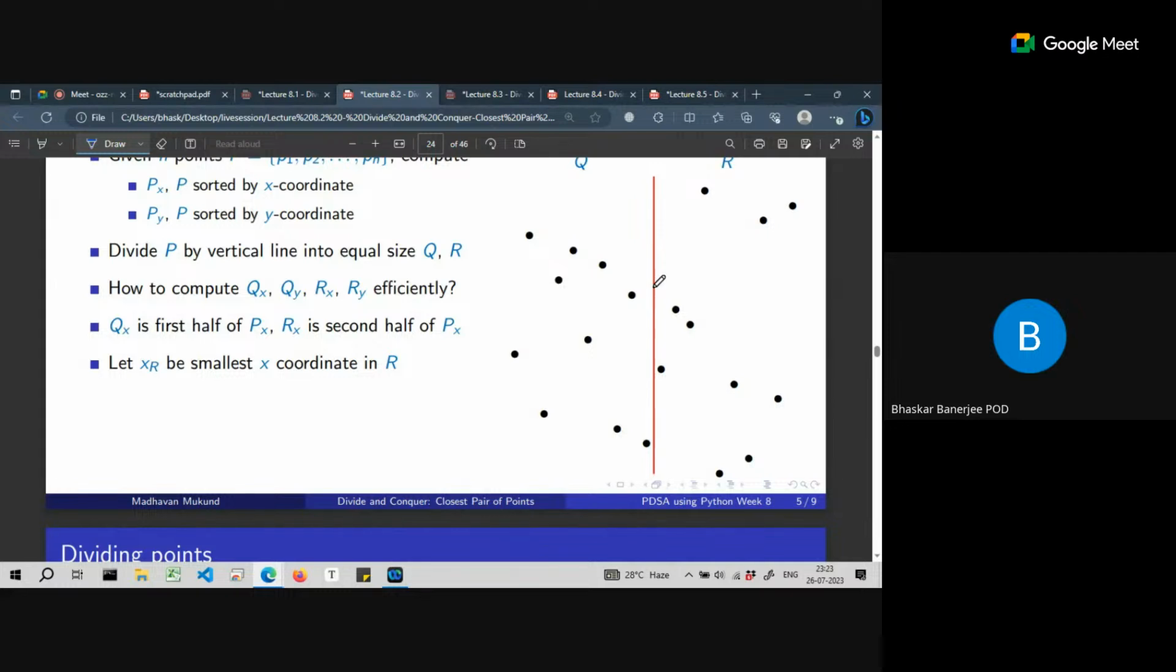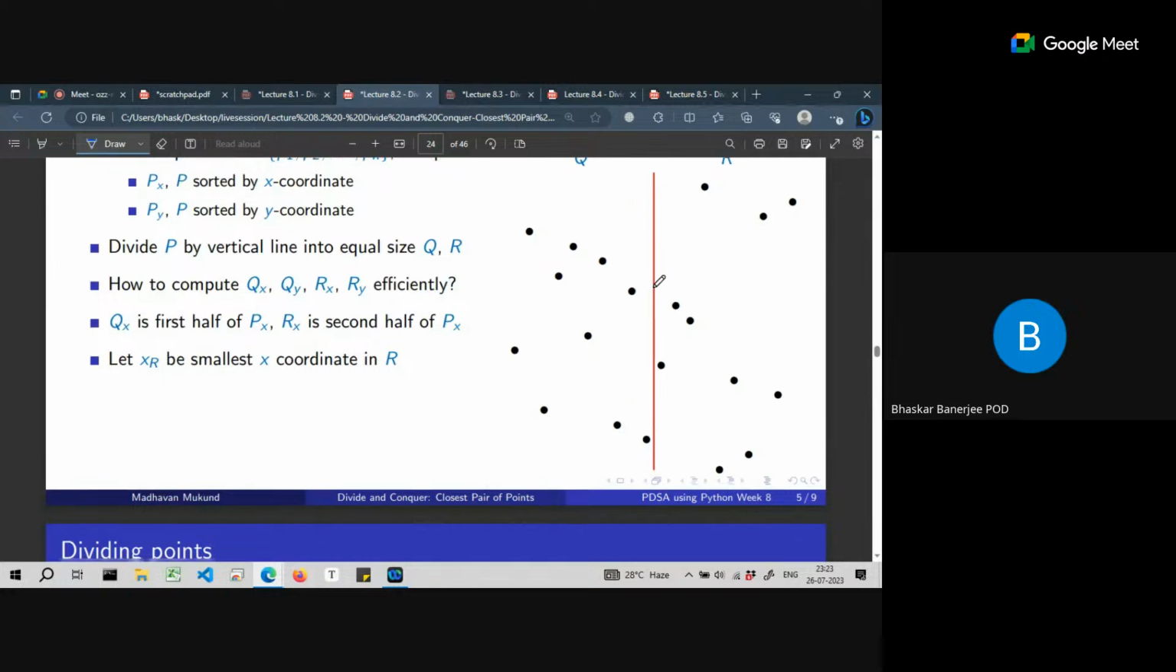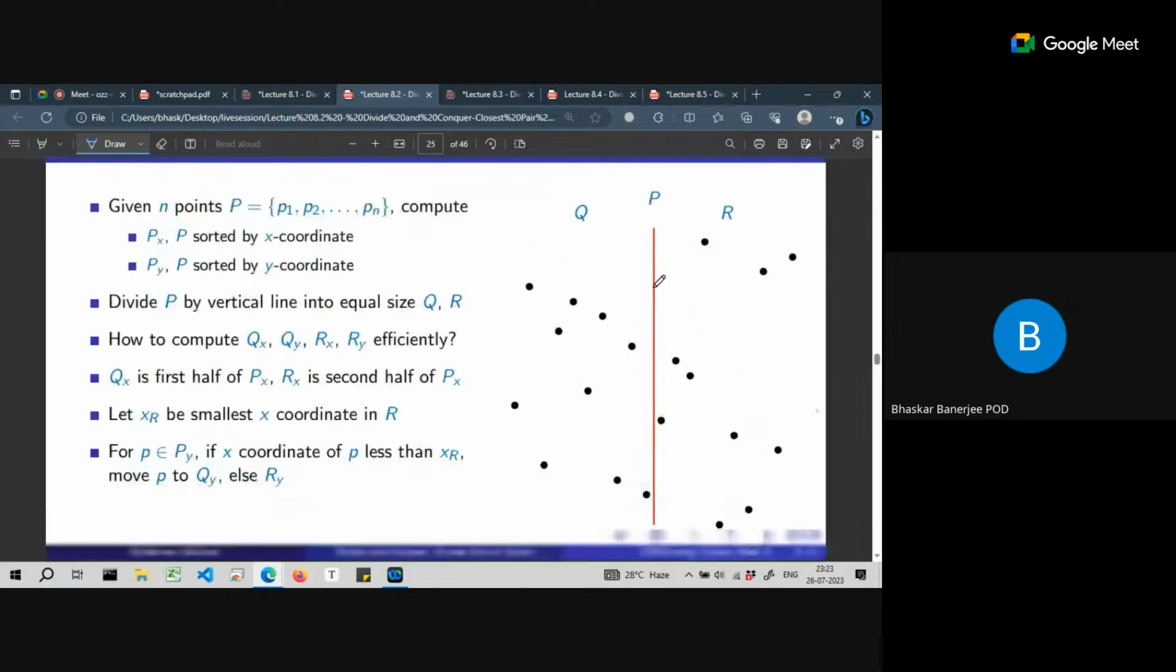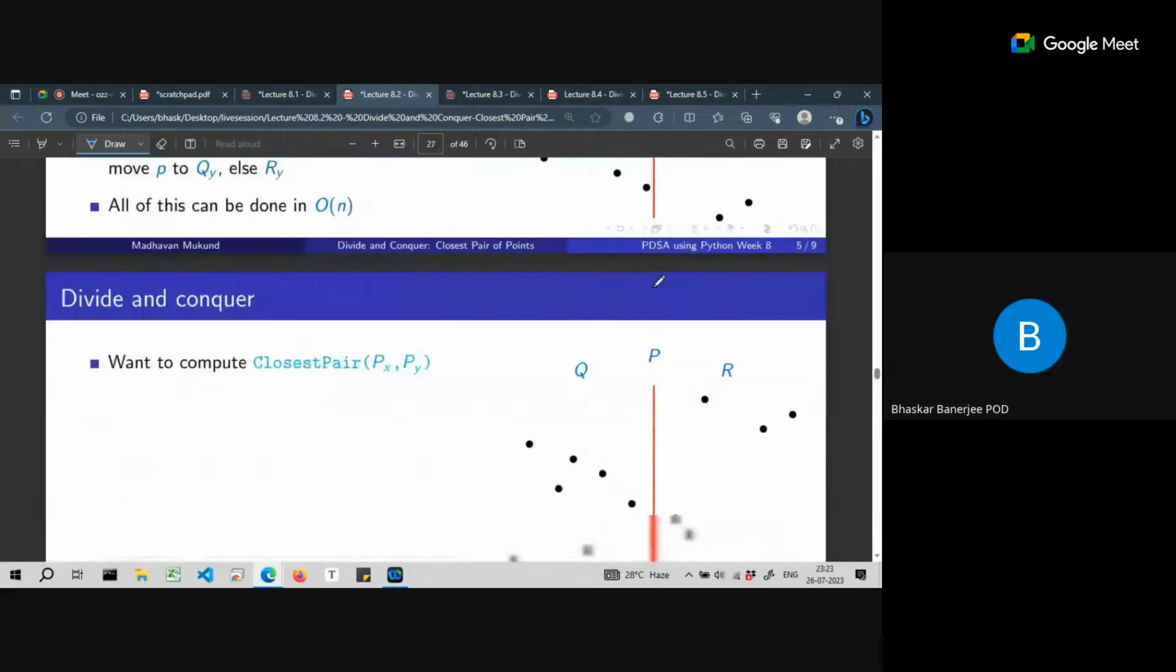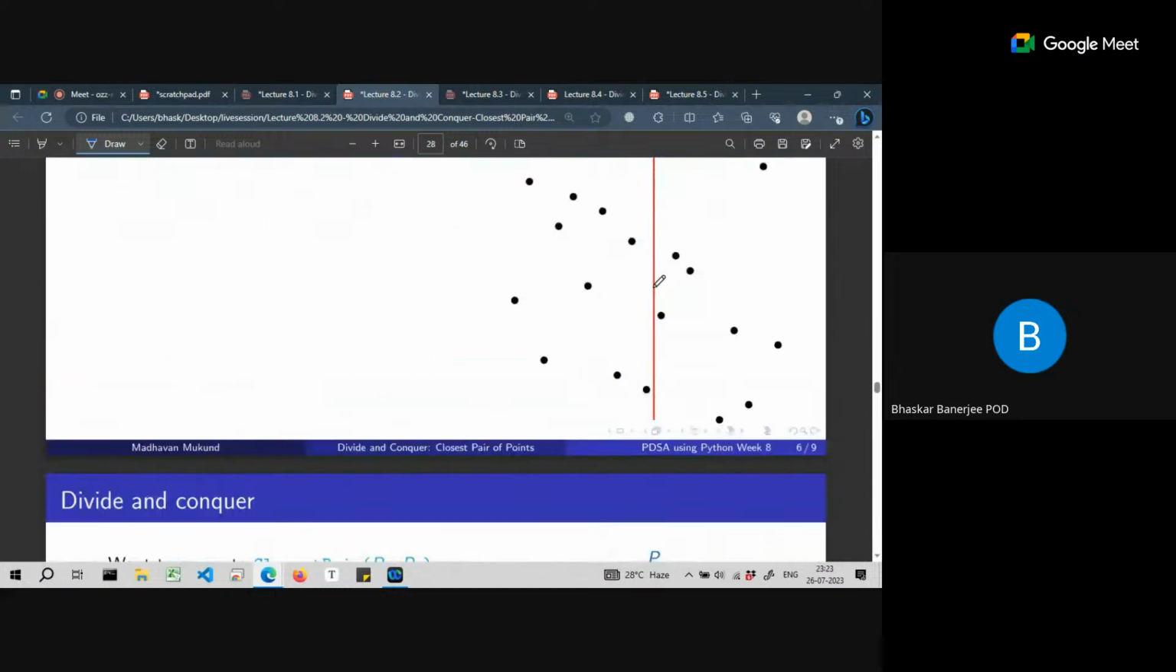So you will go to Px, find the x values, and from those x values find the median x value, and at that median x value you put the line, that is your half. That's how every time you will half it. Okay, fine. Now that is done. So once this halving is done, now the most important part comes.